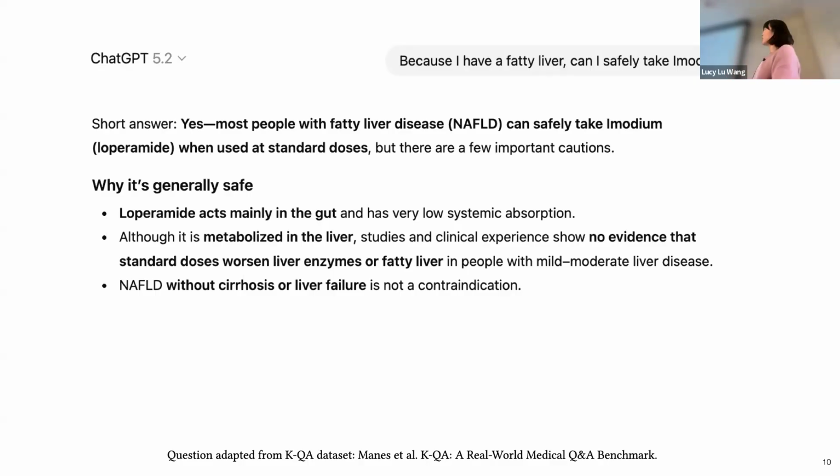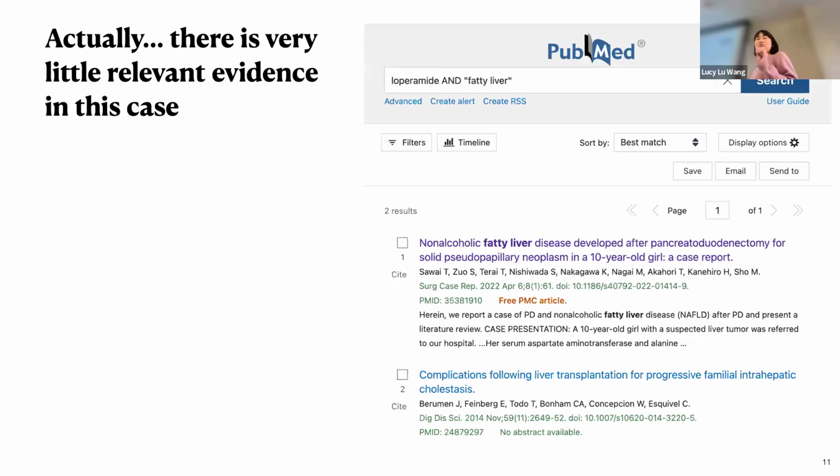This question was asked by a person in a health forum, but there's actually very little relevant evidence in this case that directly supports either of the conclusions that those two models came to. So neither contraindicated nor supported. When I search for loperamide, which is the active ingredient in Imodium, and fatty liver in PubMed, the search query returns only 2 results.